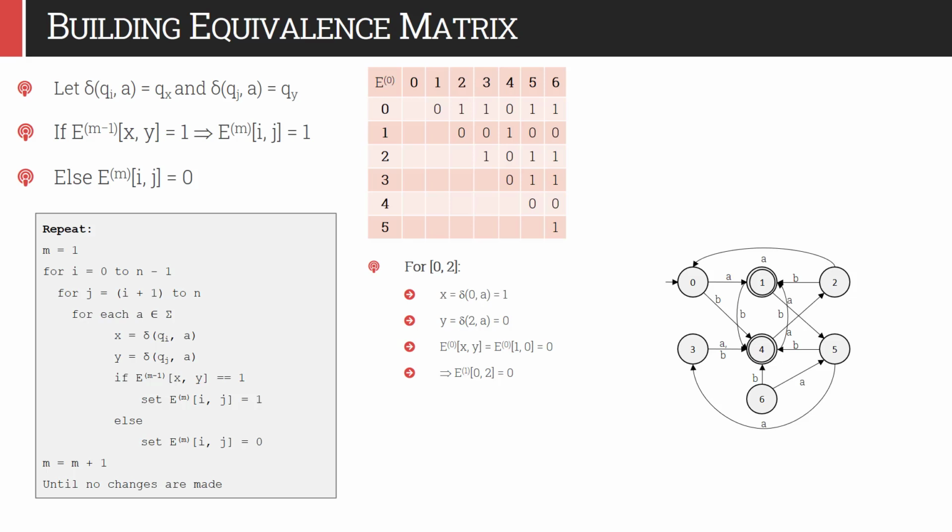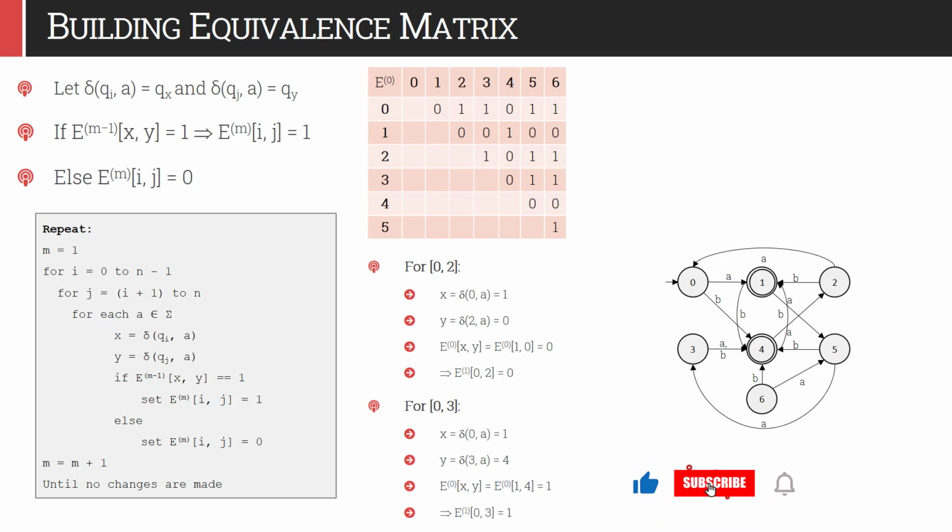Let us consider the next pair, that is 0, 3, because it has entry 1. We have to check whether that entry will remain 1 or be converted to 0. So for 0, 3, again we find x, that is delta 0, A, which leads to 1, and delta 3, A, which leads us to 4. And here E of 0 of x, y is E of 0 of 1, 4 because x and y are 1 and 4 respectively, and that is 1. If it is 1, then we keep that particular ith, jth cell in E of 1 as 1. So E of 1 at 0 comma 3 will remain 1.